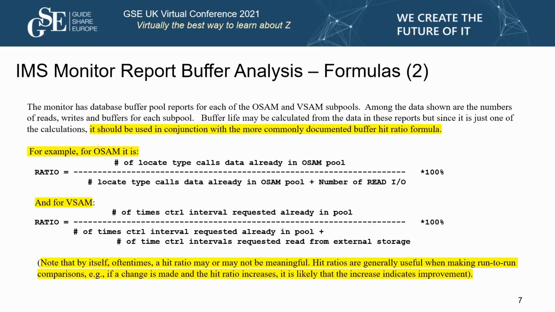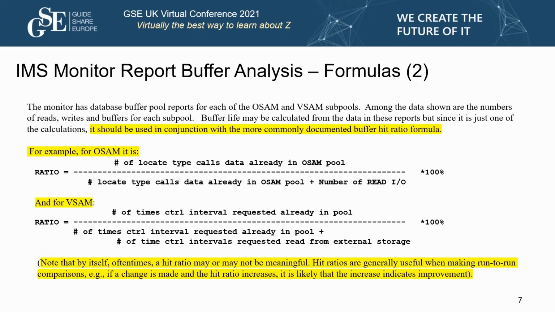The second formula or set of formulas is buffer hit ratio, which has, over the years, been the more commonly documented formula for analyzing buffer pool usage. Depending on whether you have VSAM or OSAM, the formula is documented on this visual. I would like to point out that by itself, oftentimes, a hit ratio may or may not be meaningful. For example, how meaningful is 98.1? Is it good or not?